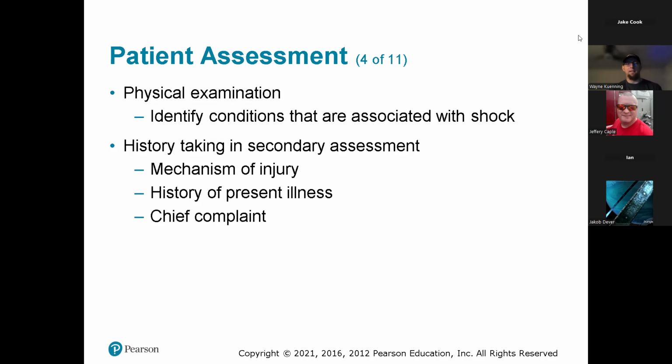History taking: mechanism of injury and history of the present illness. A primary example is your patient is a 65-year-old female with a history of CHF, COPD, and emphysema, and they're breathing 42 times a minute and hypoxic. Is that the cause of the problem? And then find out what their chief complaint is. Not what dispatch told you their chief complaint was, what their chief complaint is. What caused them to call 911?